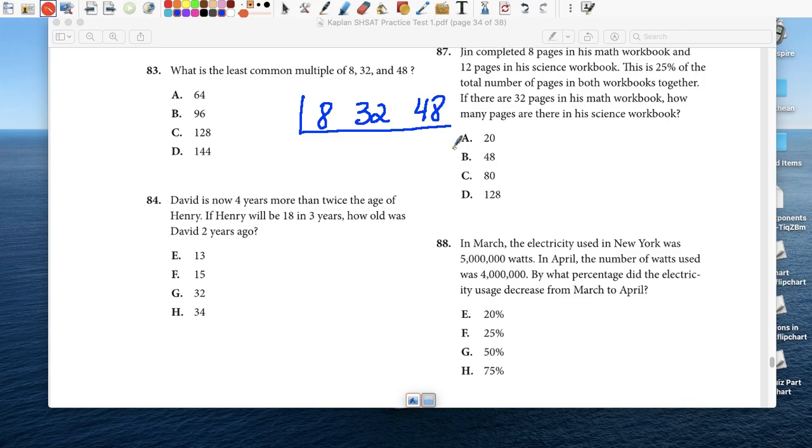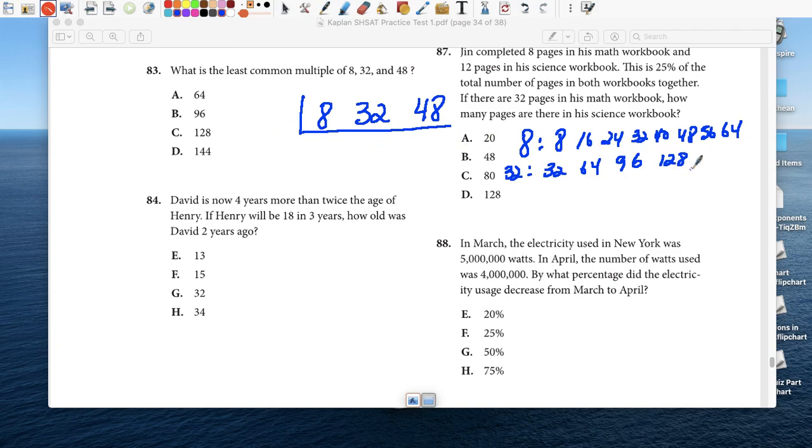I'll do it 2 ways. You can do the ladder method, or you can start listing multiples: 8, 16, 24, 32, 40, 48, 56, 64, etc. And you can do the same for 32: 32, 64, 96, and you see the trouble you get into by doing this. 128, that's a multiple of 32. Actually, it's not that bad because we don't have to go too far.